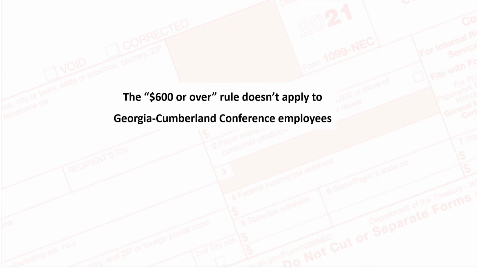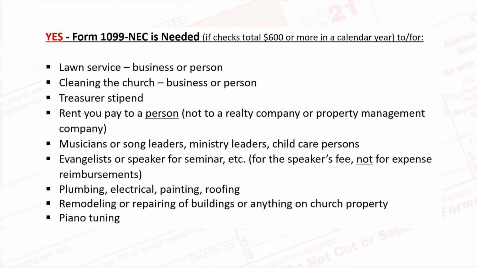Let's look at who qualifies and who does not. In the yes column, a Form 1099 NEC is needed if checks totaling $600 or more in a calendar year are paid to or for lawn service, business or person, cleaning the church, business or person, treasurer stipend, musicians or song leaders, ministry leaders, and child care persons, evangelists or speaker for a seminar. This is for the speaker's fee, not for reimbursements.